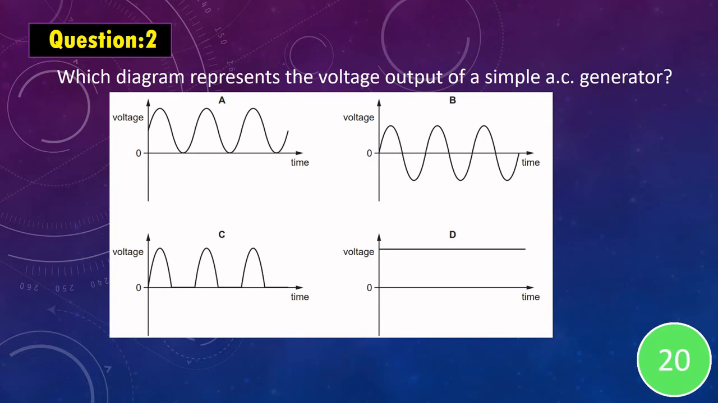Try this second question. Which diagram represents the voltage output of a simple AC generator? Your time starts now. The correct answer is B.